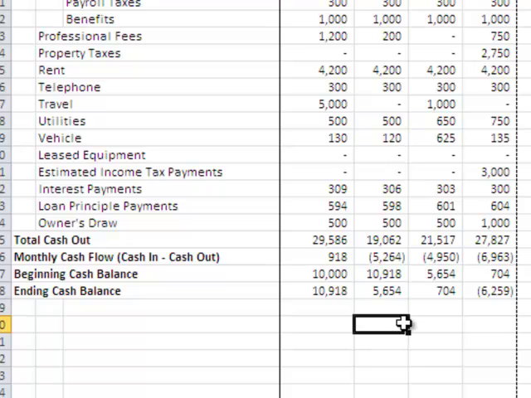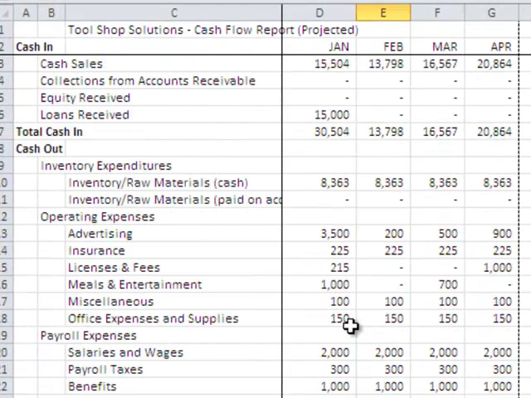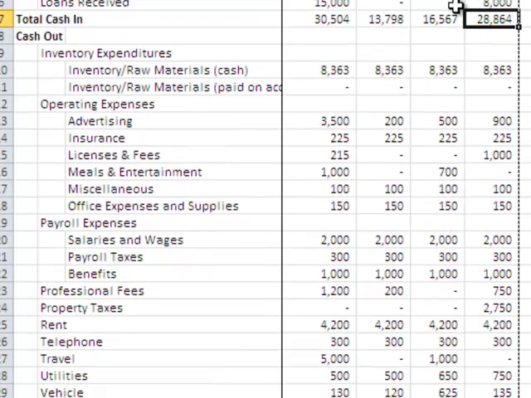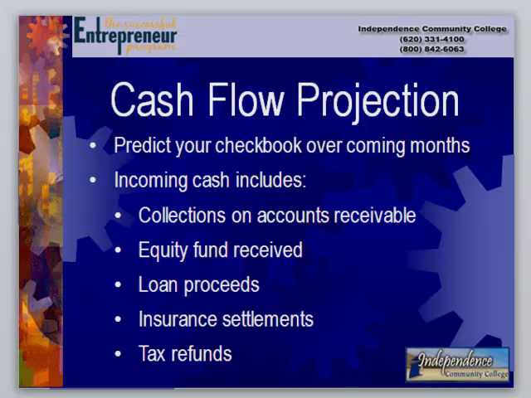Now, seeing that he'll have a negative cash balance of a minus $62.59 for the month of April, Tim decides to plan to take an $8,000 loan advance from the bank in April. And that goes up here on this loan received line. So if he's going to take an $8,000 advance in April, he plugs that in there, and that brings his cash balance at the end of April to $1,741.